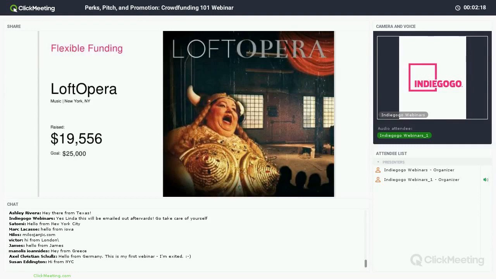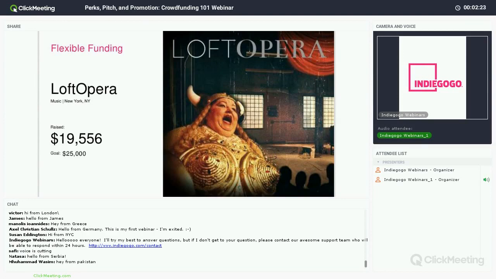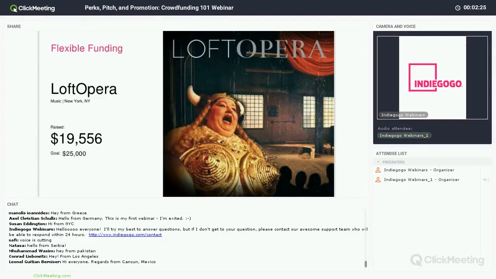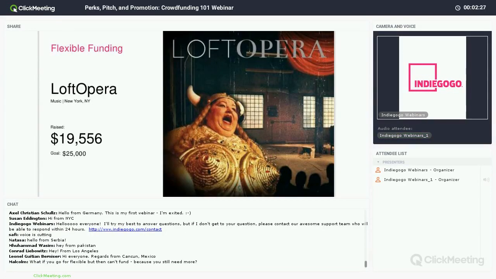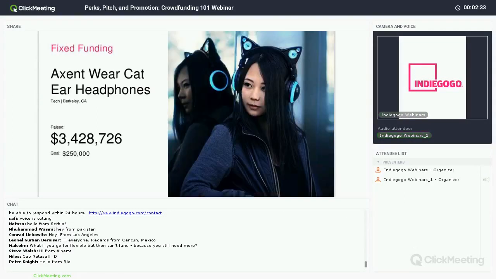Also, they happened to have a matching donor on the side who was going to give them funds outside of whatever they raised, which was really helpful for them. This was just additional funding. So now Loft Opera exists in New York, and seasonally you can access it, which is cool.